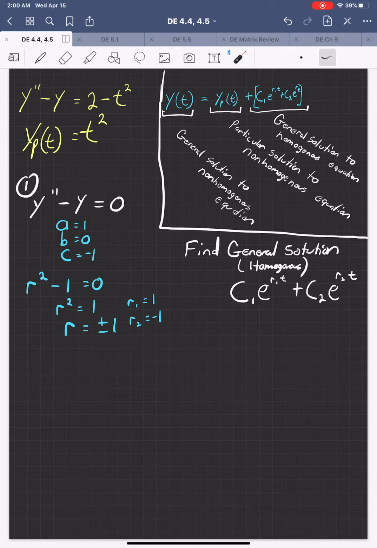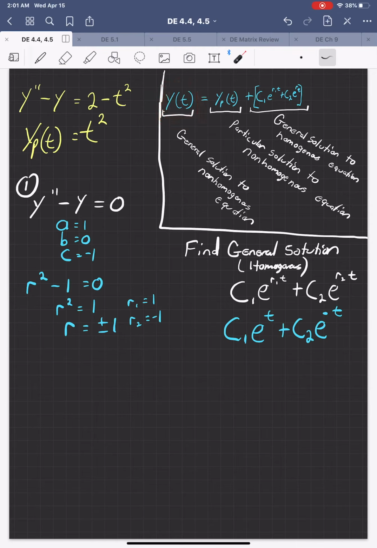And then what would I have? I would have the general solution to a homogeneous equation. So let's go ahead and write that. Here it is: C sub 1 e to the, I'm going to plug in 1, so that would just be t, plus C sub 2 e to the, I'm going to plug in negative 1, so that's negative t. All right. Now follow me up here.